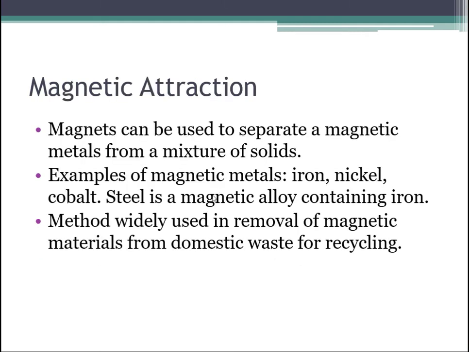So let's go through these in the order they're on the screen. First, magnetic, using magnets. Pretty straightforward. Magnets can be used to separate out magnetic materials. Did you know all metals are not magnetic? Not all metals are magnetic. Only iron, nickel, and cobalt are magnetic.